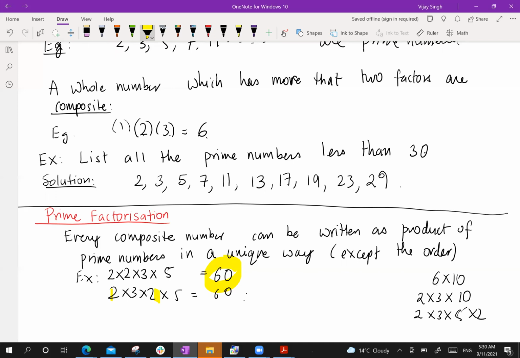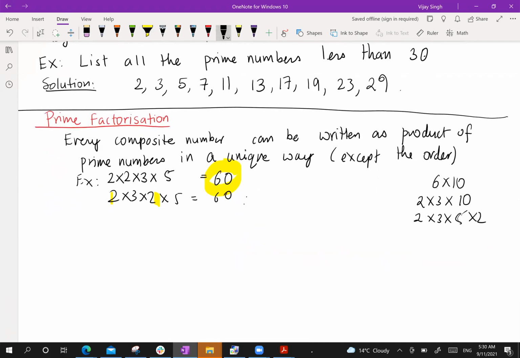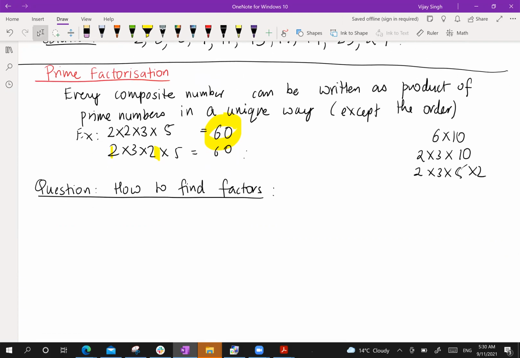Okay, so now the question is, how to find prime factors? We'll see why it is useful. It will be useful, for example, when you want to write a fraction in reduced form. So how do we write, say, 42? Write down all the factors, and by factors, we mean prime factors. So how do you write down the prime factors? Let's start with 42.